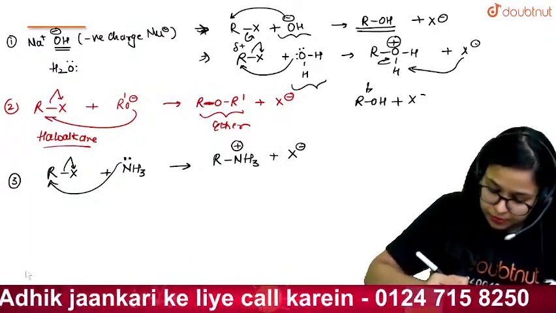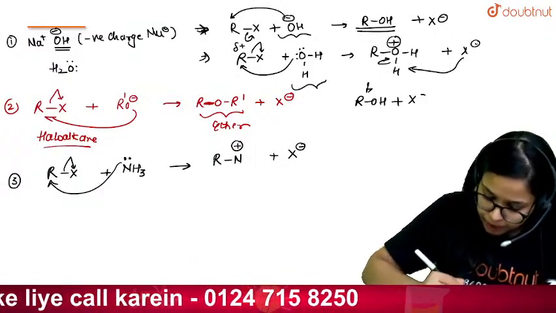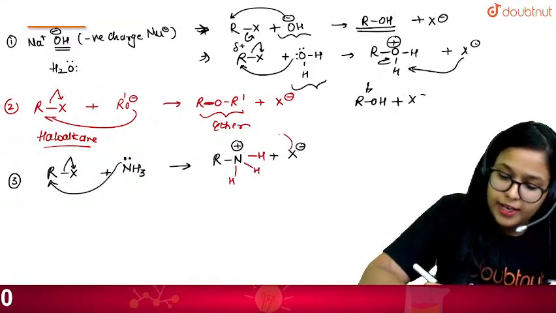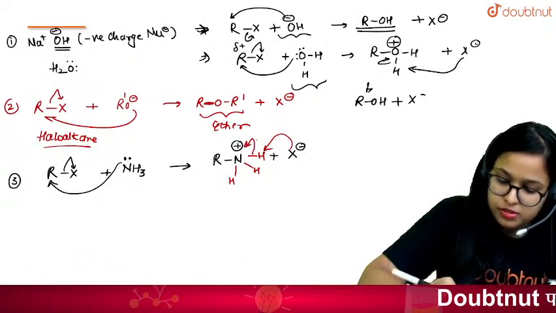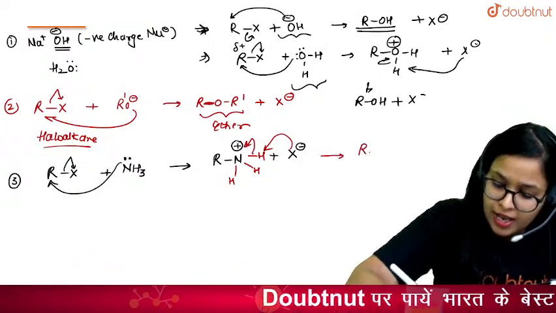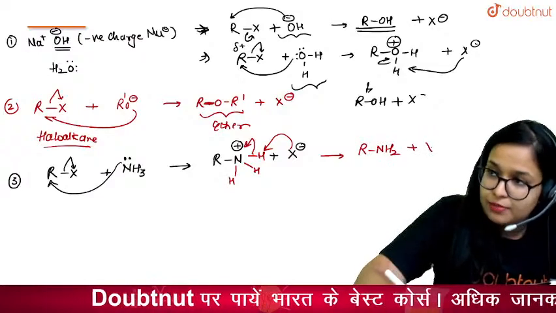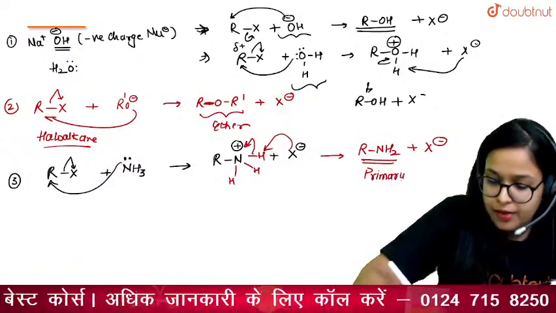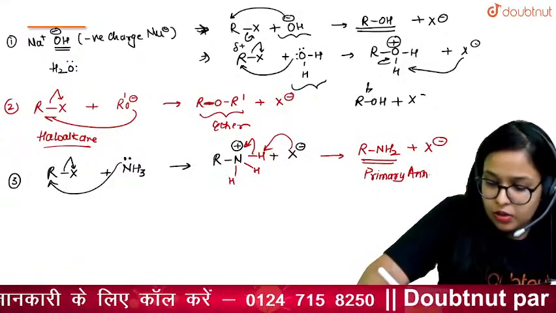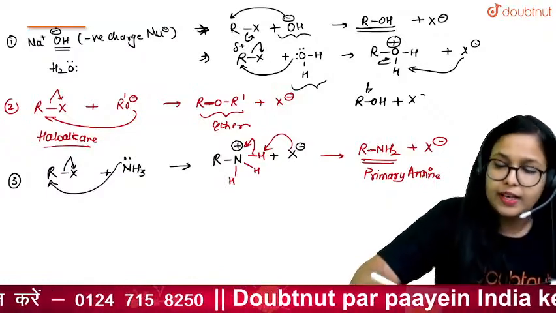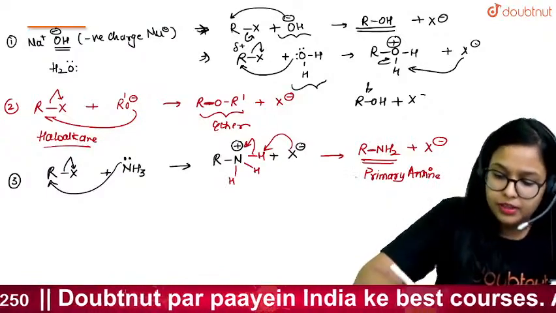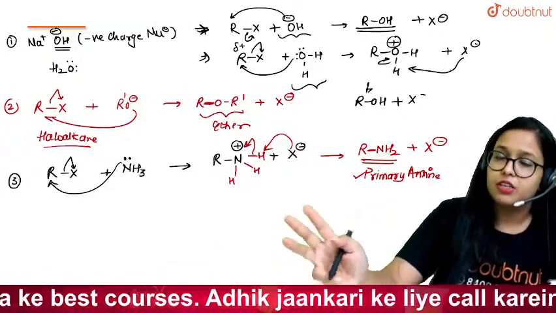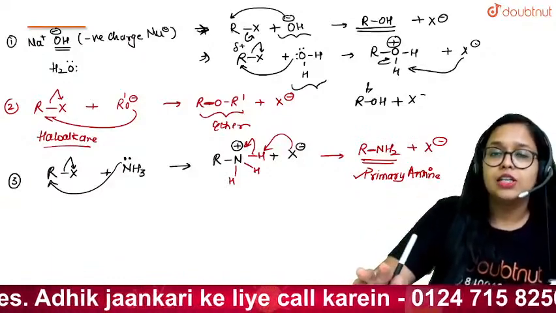If I open this nitrogen-hydrogen bond, it has 3 hydrogens. To form the neutral molecule, X minus takes H positive, and the negative and positive cancel out and it forms RNH2, and X minus is released. This is primary amine. Whenever your nitrogen is bonded to an alkyl carbon, just one carbon, then it is primary amine. If nitrogen is bonded to 2 alkyl chains, then it is secondary. If it is bonded to 3 alkyl chains, then it is tertiary amine, right?